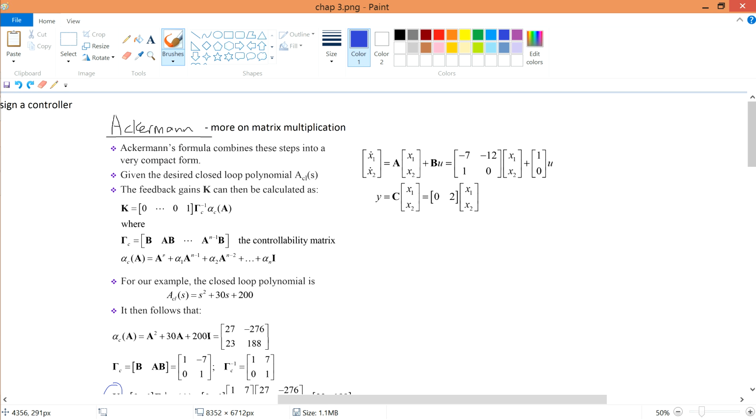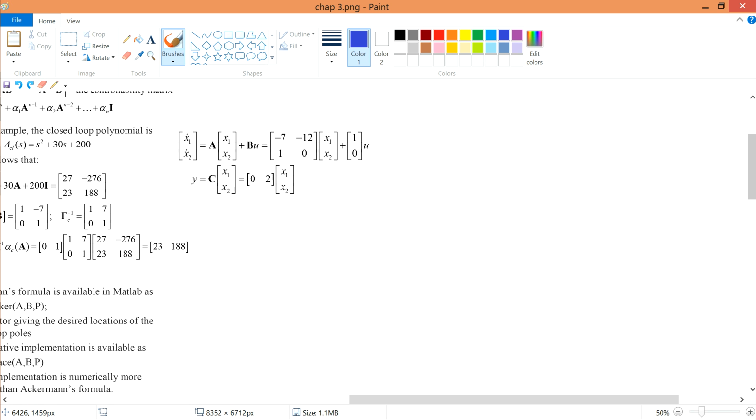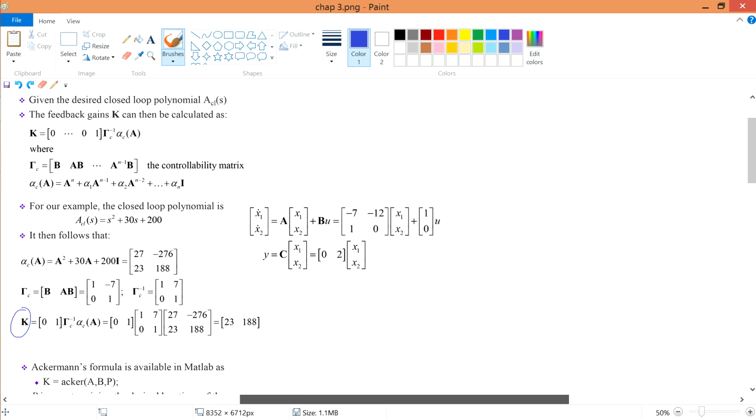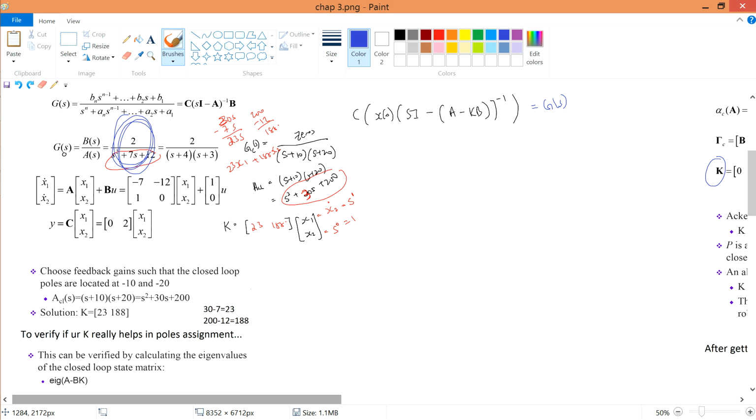For Ackermann's, you need to first transform your transfer function into a state space system. This is what we have done in the first video of our series. We changed to a state space, and now we'll continue by determining our closed loop polynomial. This s squared plus 30s plus 200 comes from where? It comes from your desired closed loop poles, right?